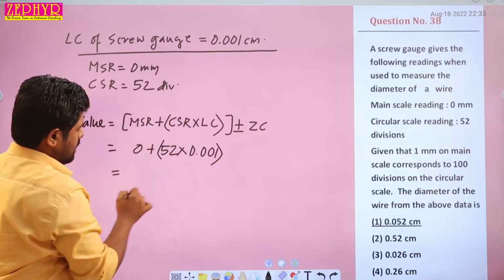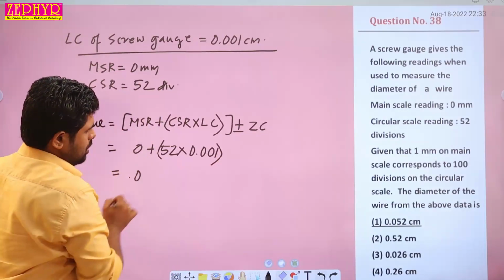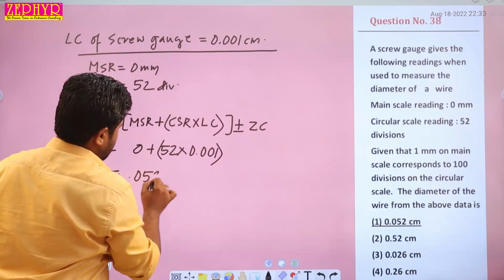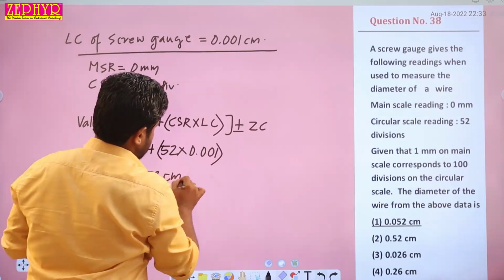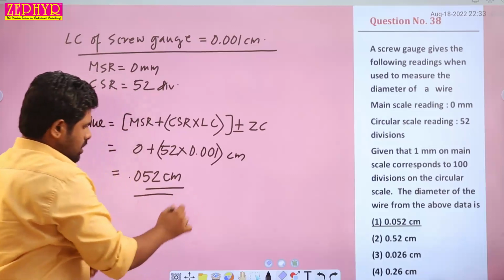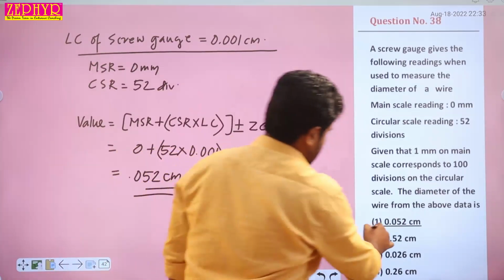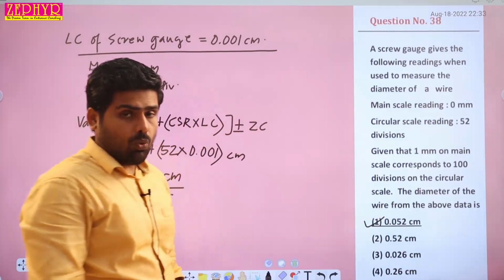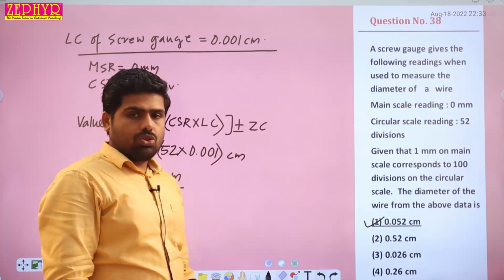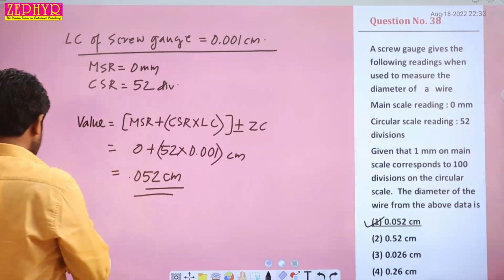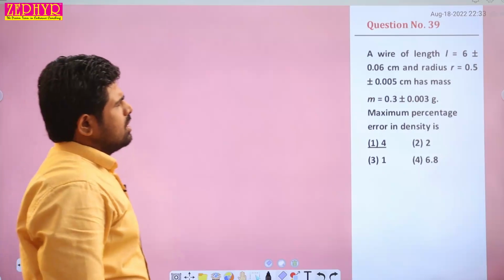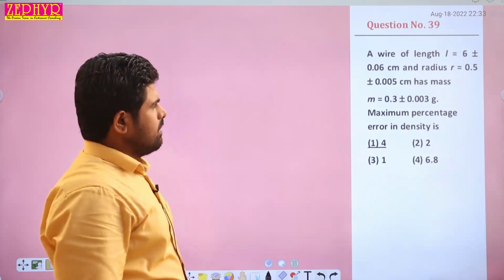So now the correct answer is equal to 0.052 centimeter. So here the right option is option number 1, 0.025 centimeter. Then next, question number 39.